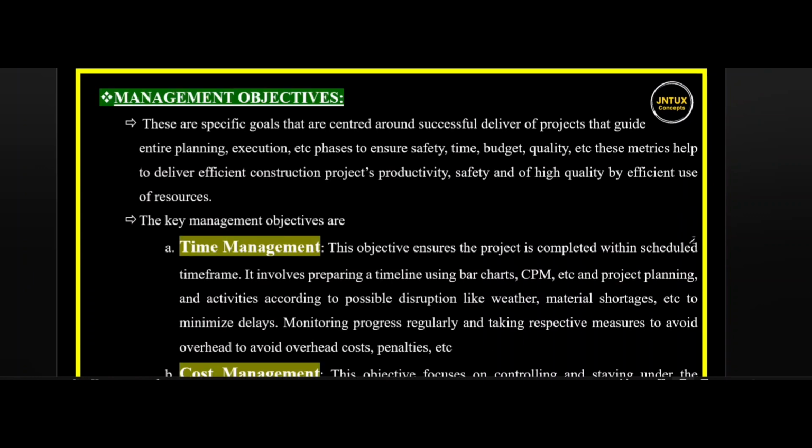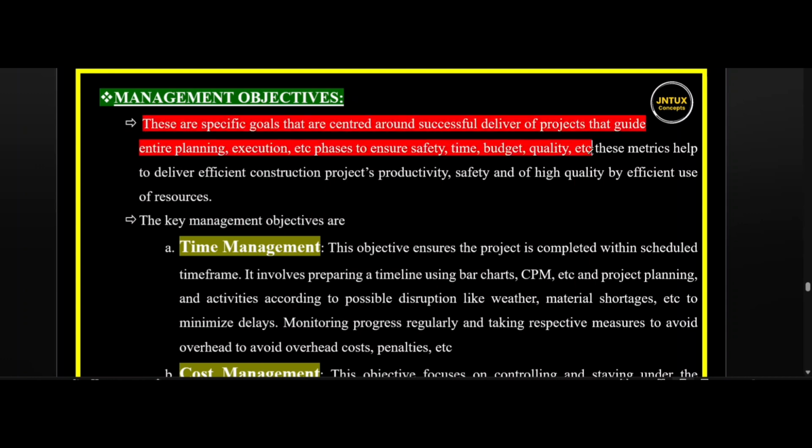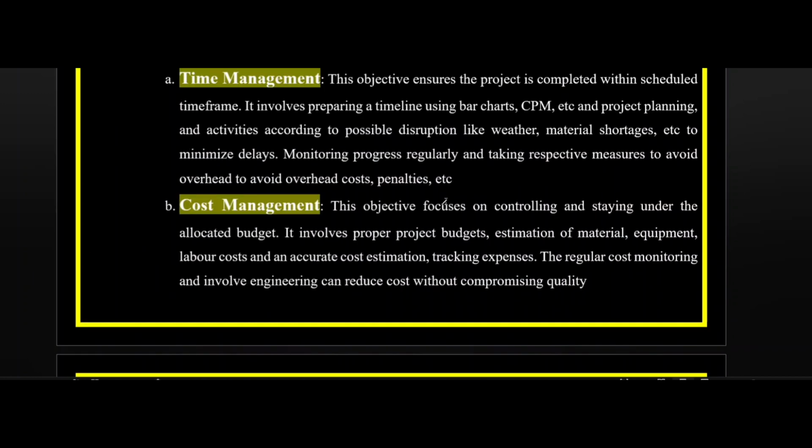Management objectives. These are specific goals centered around the successful delivery of projects that guide the entire planning, execution, etc. phases to ensure safety, time, budget, and quality. These metrics help to deliver efficient construction projects, productive, safe, and of high quality, by efficient use of resources. There are various key management objectives. We'll be covering each one.